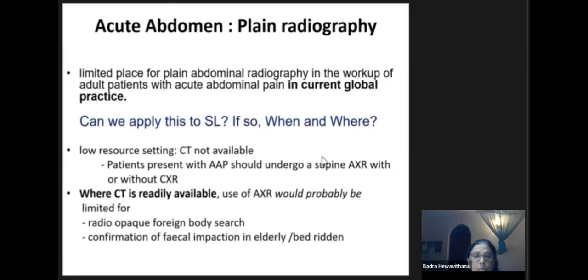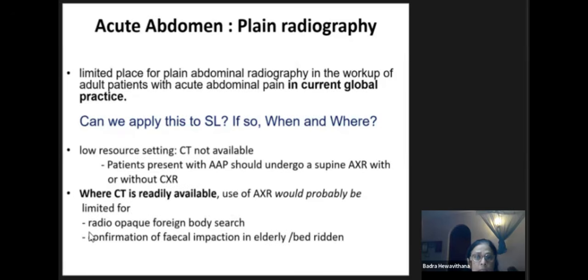I mean, if all the hospitals have CT scans, I think we can do it, but I don't think even in the global scenario, it is the case. So in low resource settings, CT is not available. Patients presenting with acute abdominal pain should undergo supine X-ray with or without chest X-ray. Wherever CT is readily available, use of abdominal X-ray would probably be limited. Maybe it is redundant. You do an abdominal X-ray, you do a CT. I mean, if you think that this patient needs a CT, might as well drop the abdominal X-ray and go straight away for CT if the facility is available.